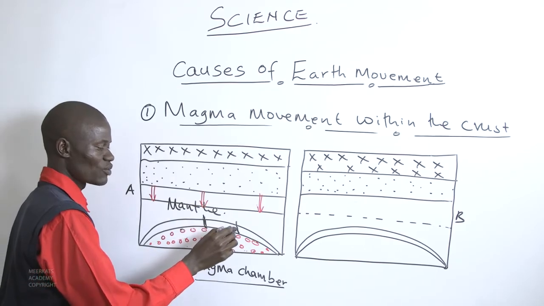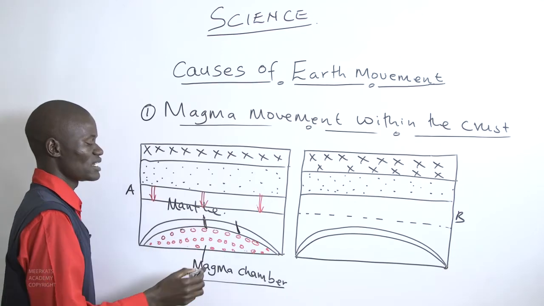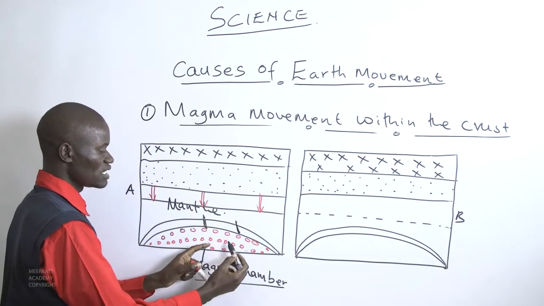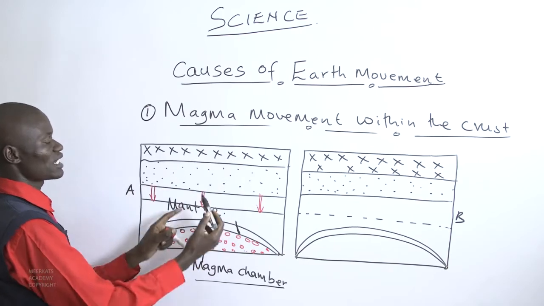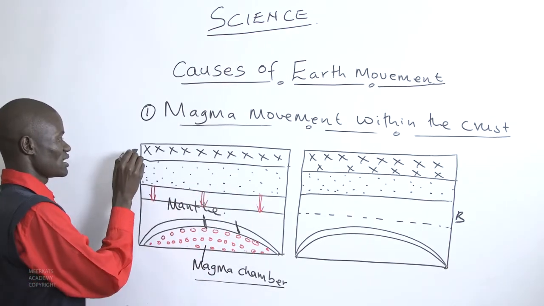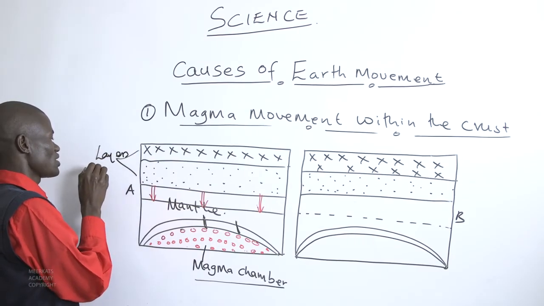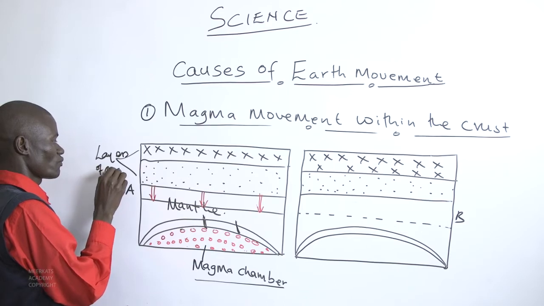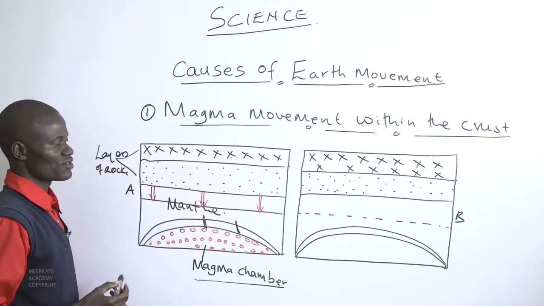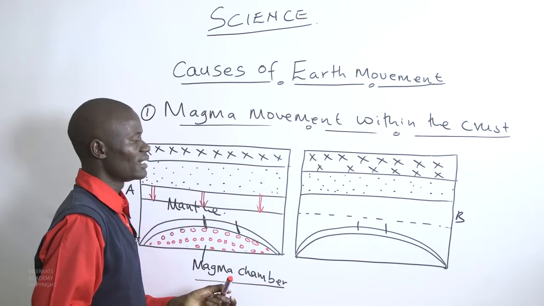Forcefully, it will come out of this, and if this crack and this one happen, the whole of this magma will forcefully come out and be ejected into the crustal rocks. These are just layers of the earth, the layers of rocks. Then as a result of that, what will happen?